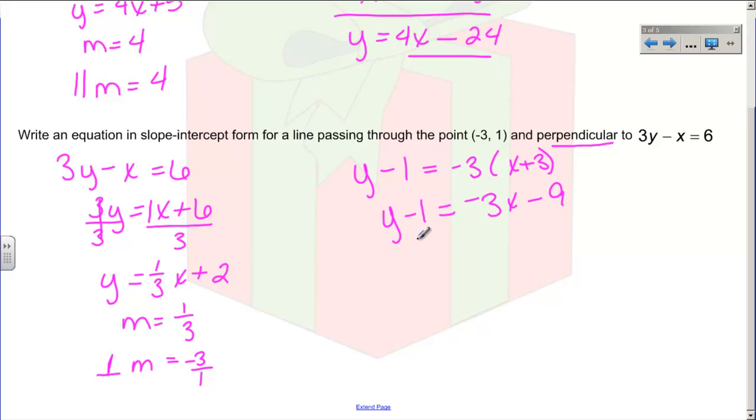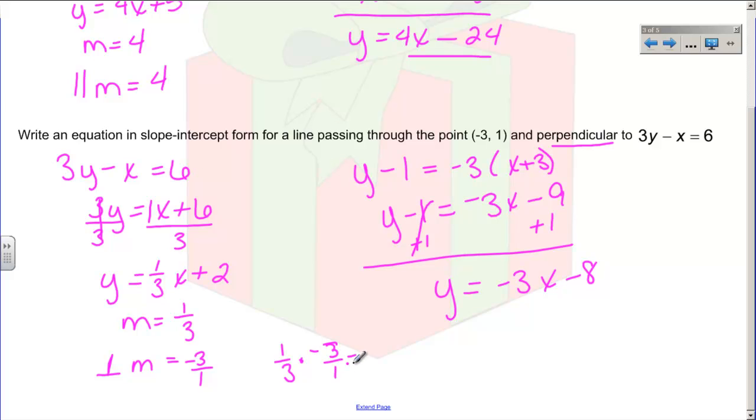And so to get slope-intercept form, I'm going to add this 1 to both sides. So I end up with y equals -3x minus 8. This line will be perpendicular to the original line because their slopes are opposite reciprocals, and you can check them. 1/3 times -3/1 becomes -3/3, which is -1. So it checks out. They really are perpendicular.